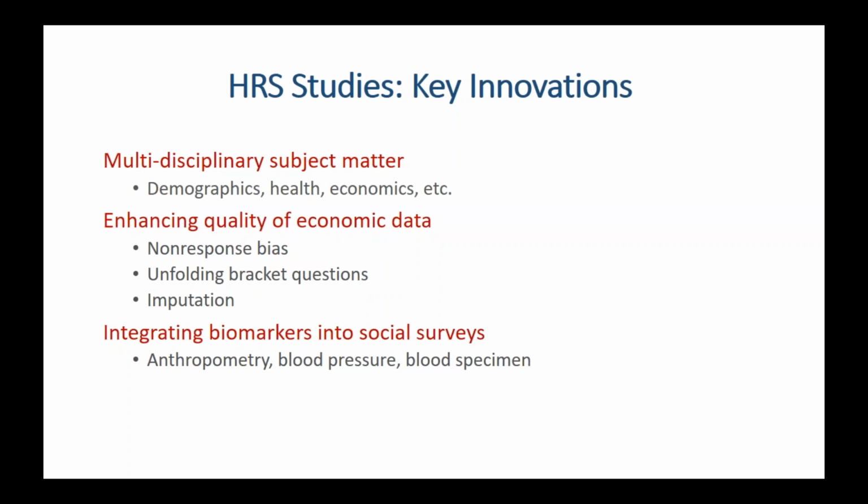So starting with the HRS, they started using unfolding bracket questions. At the point when a respondent says, "I don't know how much I have in that account," the HRS then starts a bracket question sequence, and they would say, well, is it more than, less than, or about $10,000? And if the person says it's more than $10,000, then the HRS interviewer might say, well, is it more, less, or about $100,000? And they might say less, right? And so now we know that that value lies between $10,000 and $100,000.